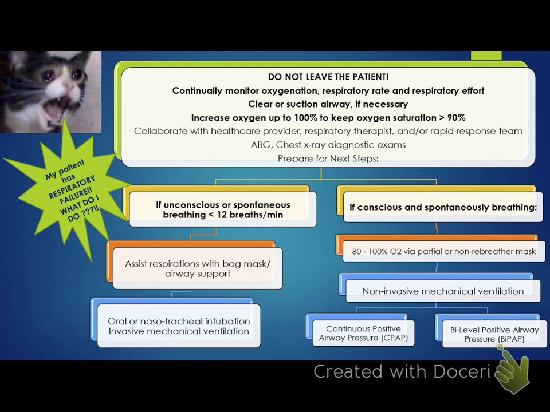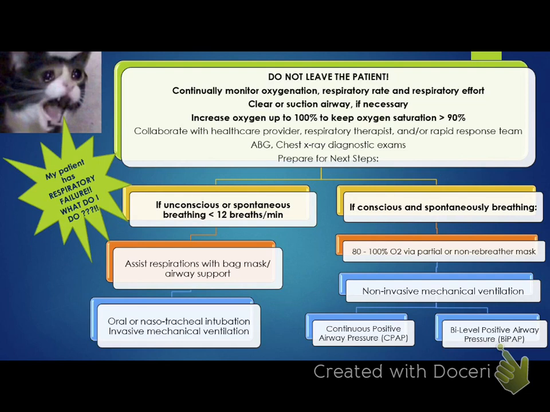Increase oxygen up to 100% to keep the SATs greater than 90. You are free to do that. Your patient is showing signs of respiratory failure, so you may protect your ABCs. You may protect your airway and your breathing by suctioning and turning up oxygen. No one will be mad at you for trying to save the patient's breathing.